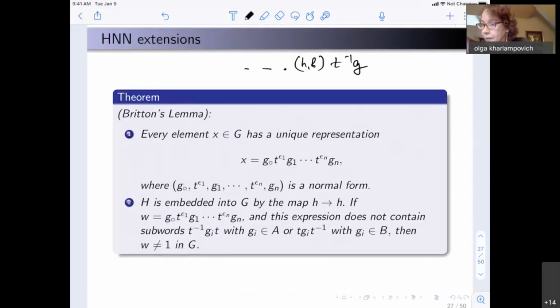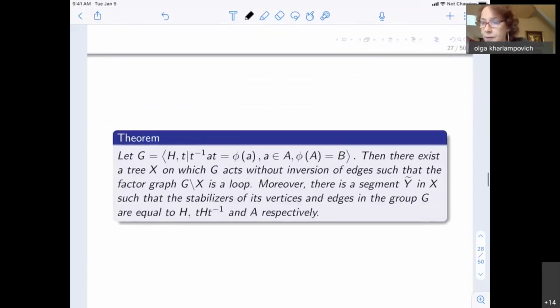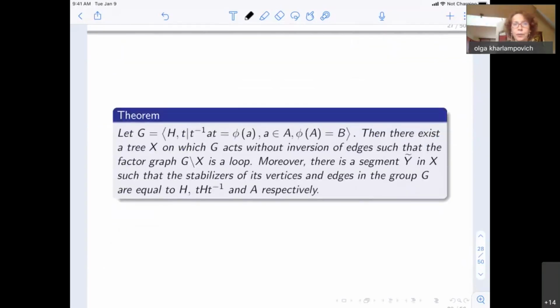But for us, for the trees, we have this theorem, which I won't prove, but I'll just mention. If the group is an HNN extension, then there exists a tree on which this group acts without inversion on edges, such that the factor graph is a loop. A loop is like this. So it is a tree on the top, right? So there is a segment y tilde.